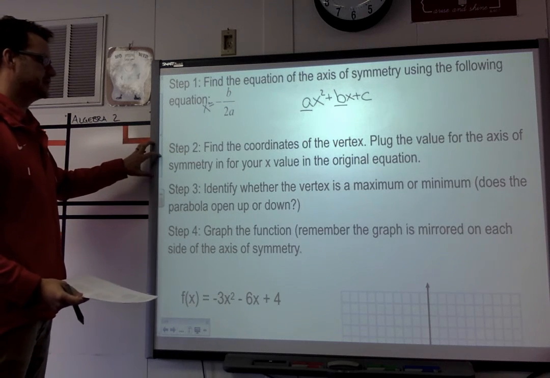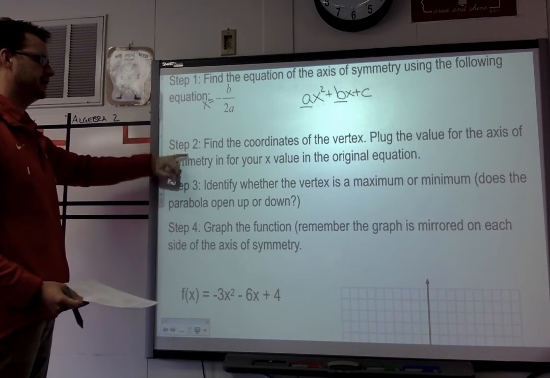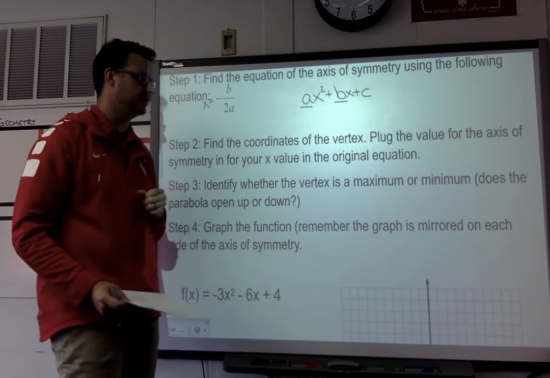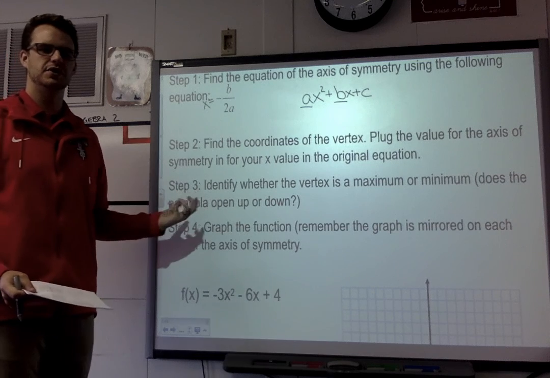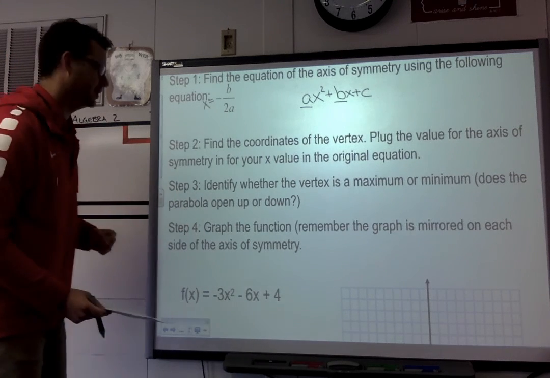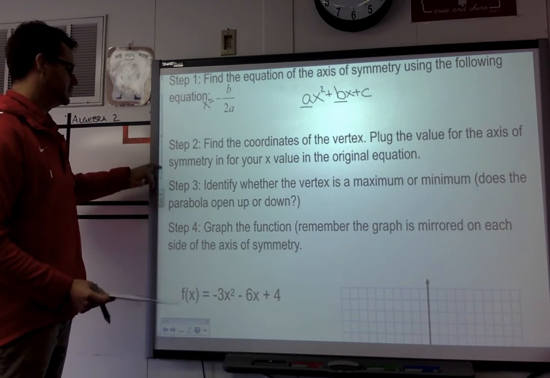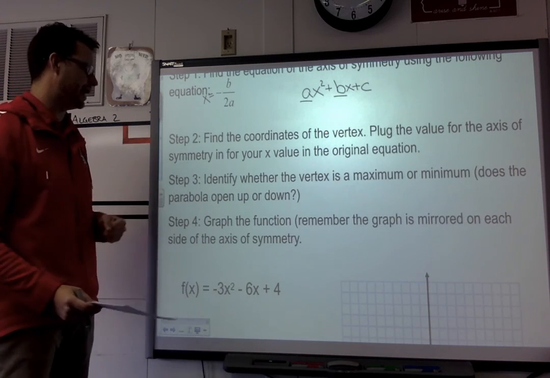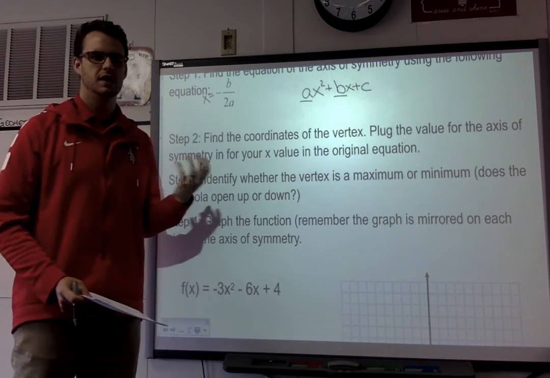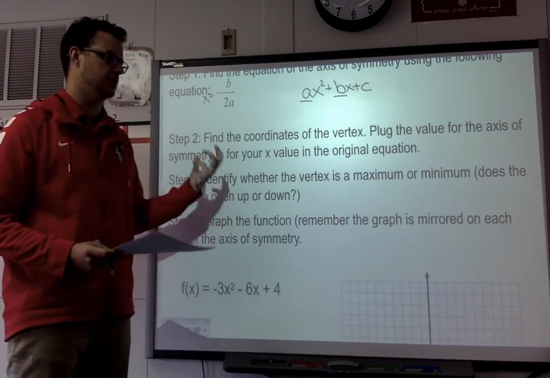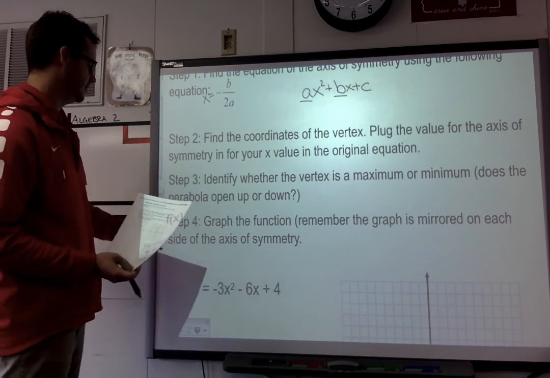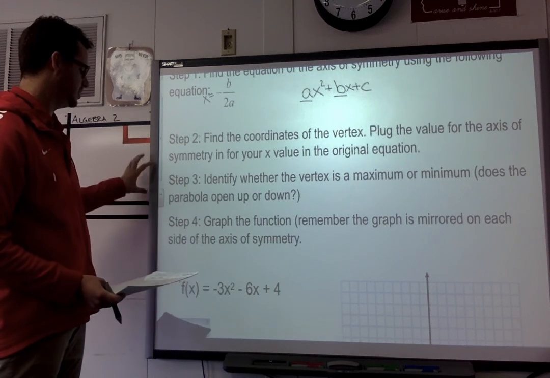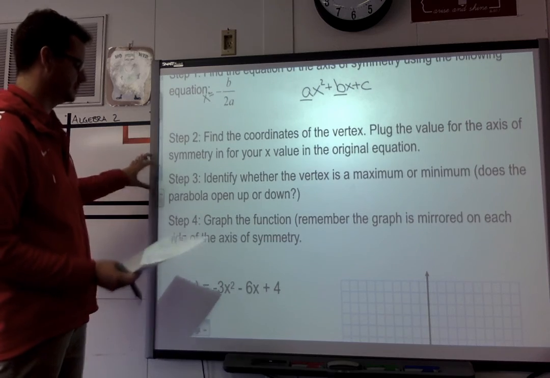Next, find the coordinates of the vertex by plugging the value for the axis of symmetry in for your x value in the original equation, and whatever you get as your output will be your y value of your vertex. Step 3, identify whether the vertex is a maximum or minimum. Does the parabola open up or down? And again, you tell that by seeing if the leading term is positive or negative. Step 4, graph the function, and remember the graph is mirrored on each side of the axis of symmetry.